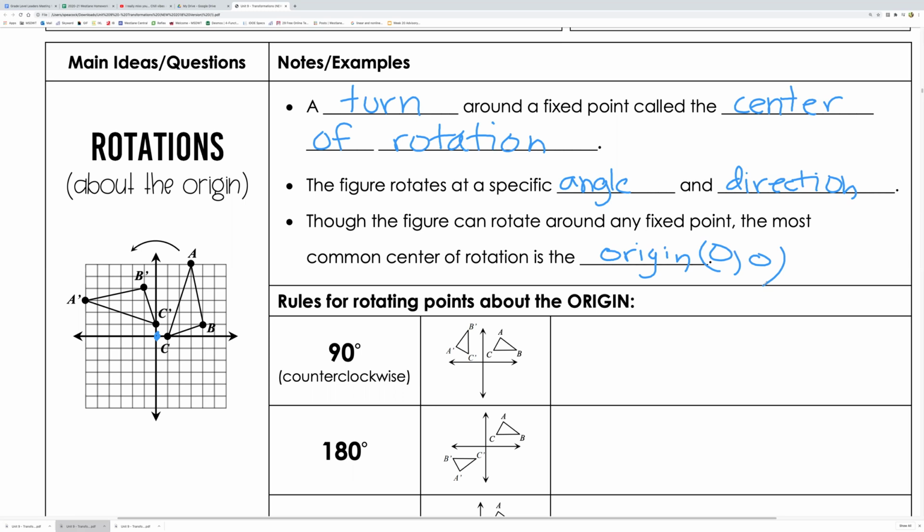All right, so we have rules for rotating. The first one is a 90-degree counterclockwise rotation. So that's going to be x comma y to -y comma x. What this means is you are going to flip and change the first number. Okay, so again, you're gonna flip and change the first sign.